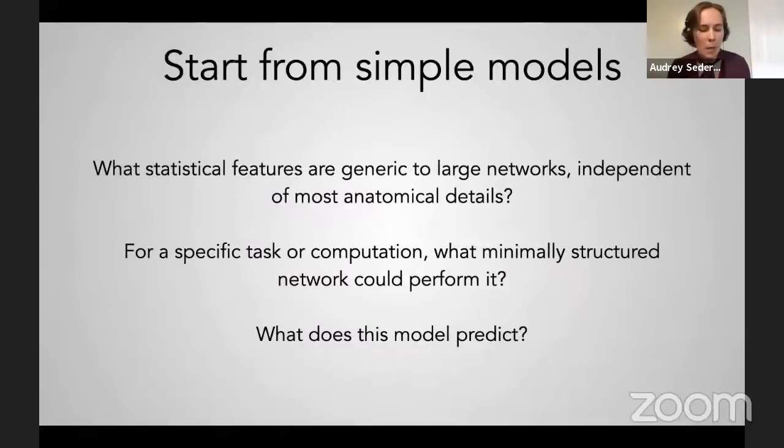And this is kind of a perspective that I'd like to take, which is that starting from simple models, we can go surprisingly far, and that with neuroscience, instead of starting from the mechanistic and highly specific individual cell types that you find across different cortical regions and different brain regions and trying to predict activity from there, maybe we need to first understand what statistical features are generic to large networks, independent of most anatomical details. In another set of problems, we'd like to understand for a particular task or computation, what kinds of minimally structured networks could perform it? How much structure do we have to put into the network in order to replicate the data that was recorded? And then importantly, what does such a model predict?